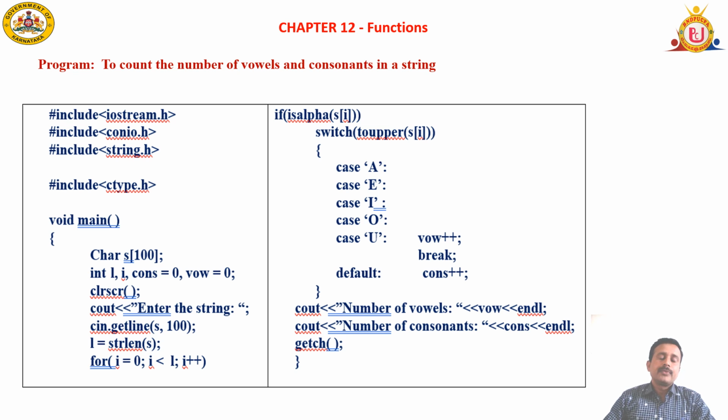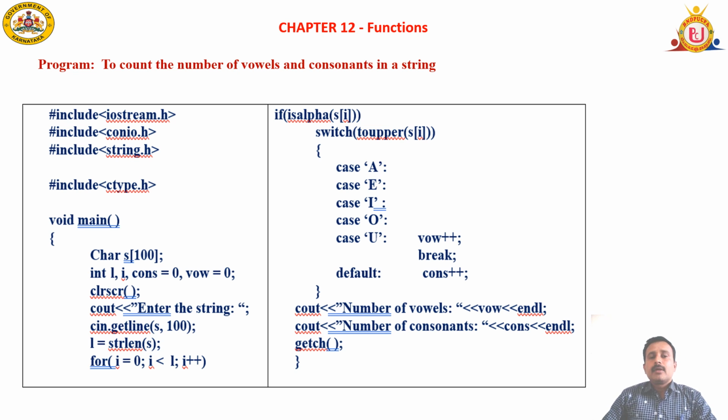For loop, i equal to 0, initial value. Dear students, you know already the looping concepts. So i is less than l, up to the maximum length of characters, the last character, it will enter into the loop, i plus plus. It will increment one by one.